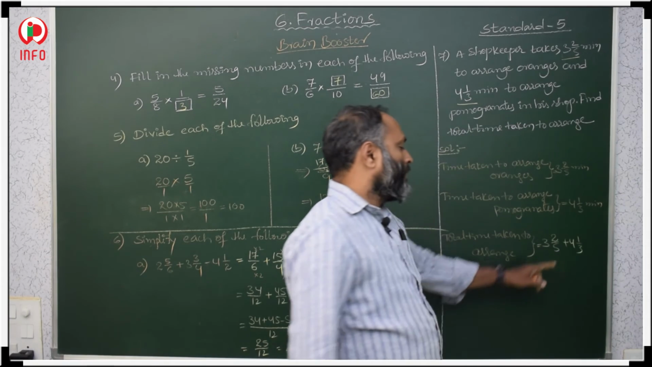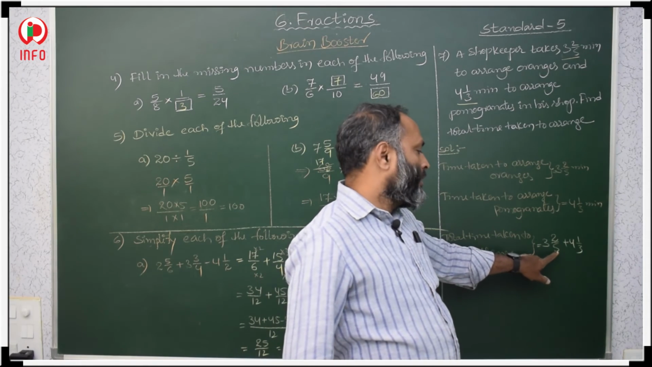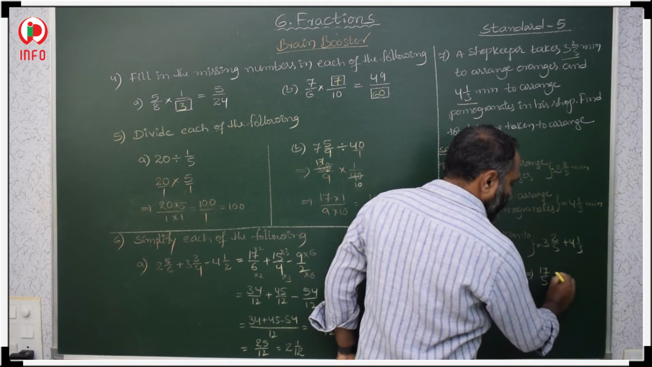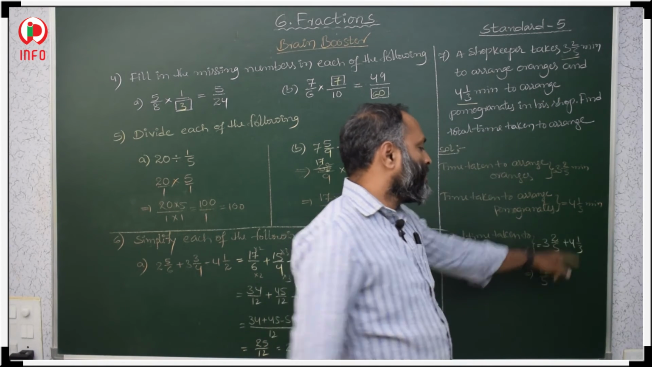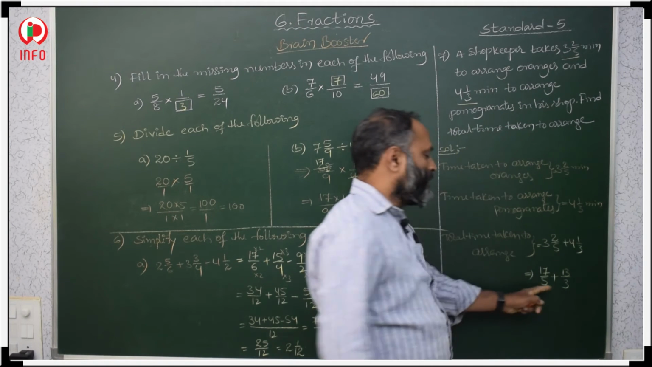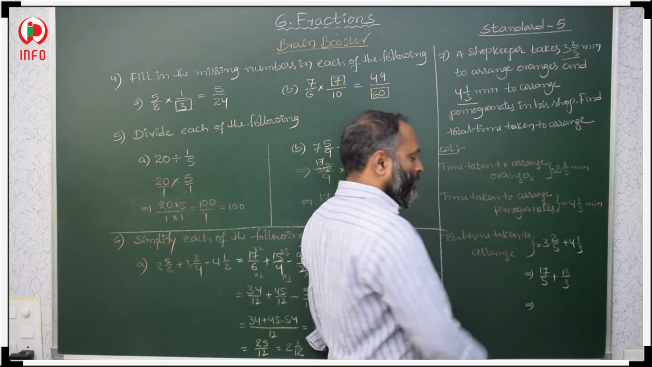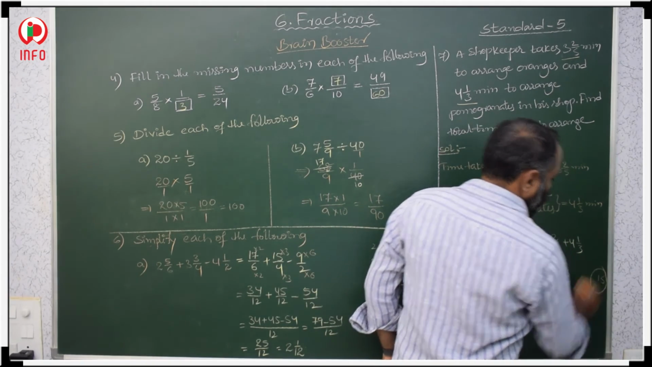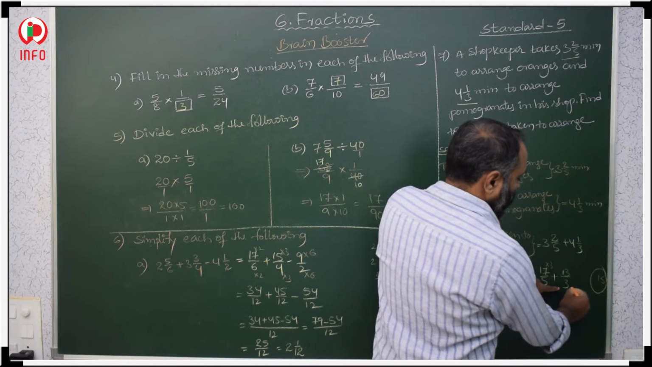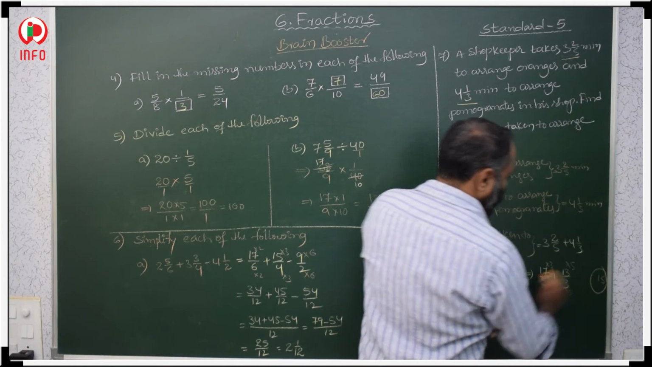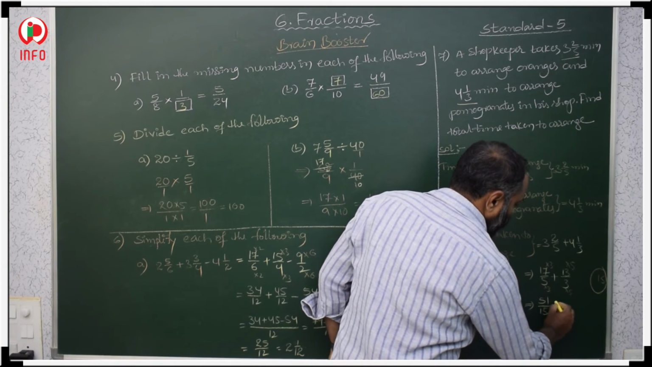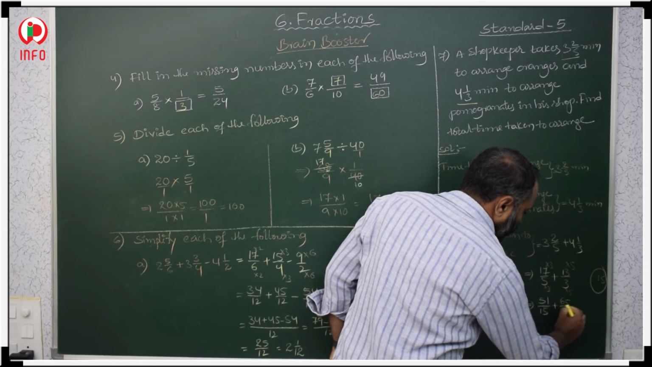Then convert into improper fractions. 5 3s are 15, plus 2 is 17. 17 by 5 plus 3 4s are 12 plus 1, 13. Then these two are prime numbers, so the product is the LCM. 15 is our LCM. In the 5 table, when you get 15, multiply by 3. In the 3 table, multiply by 5. 17 3s are 51 by 15. 13 5s are 65 by 15.